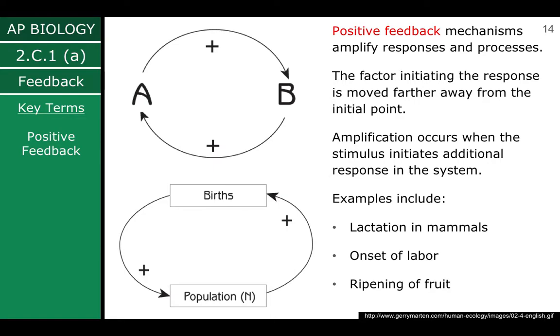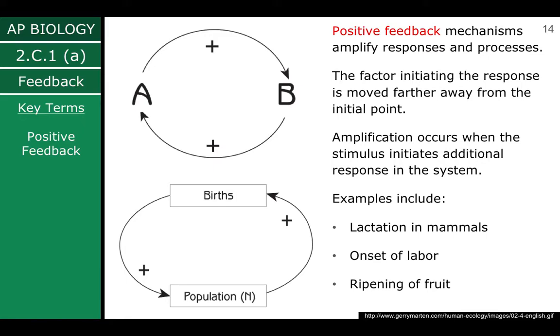For example, lactation in mammals, onset of labor, and ripening of fruit. So obviously, this is a really obvious one. Actually, so is lactation. Labor and lactation are not something that just occurs all the time. It's because of a particular stimulus. So the positive feedback basically amplifies that so that we can lactate or we can give birth. But that's not going to be like a normal thing occurring in the body. It's not helping us return to homeostasis. So that's the biggest difference between a positive feedback mechanism and a negative feedback mechanism.